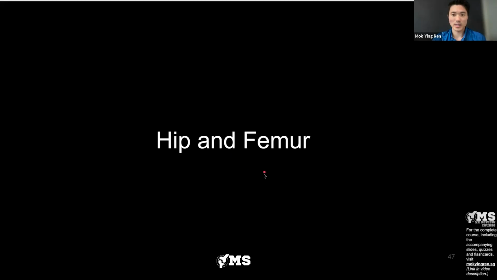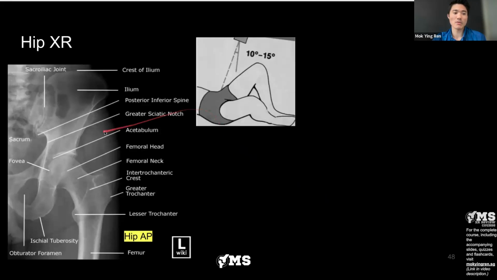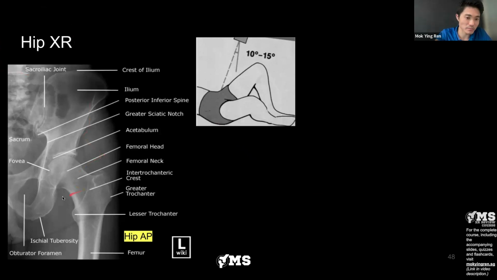Okay, now moving down to somewhere more important, especially for undergraduate students, would be the hip and femur. Now, hip X-ray very crucial. Notice if you order a hip X-ray, you can only see one side. So often we order a pelvis X-ray as well as a lateral view so that we can at least compare both sides.